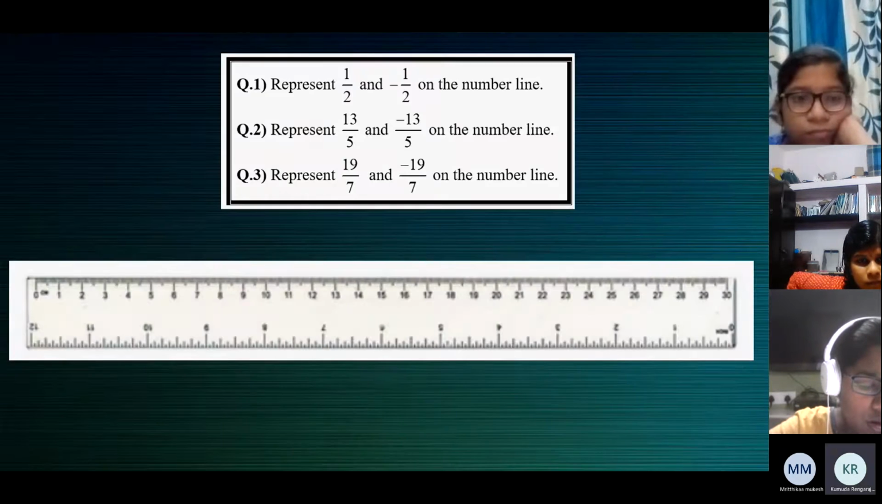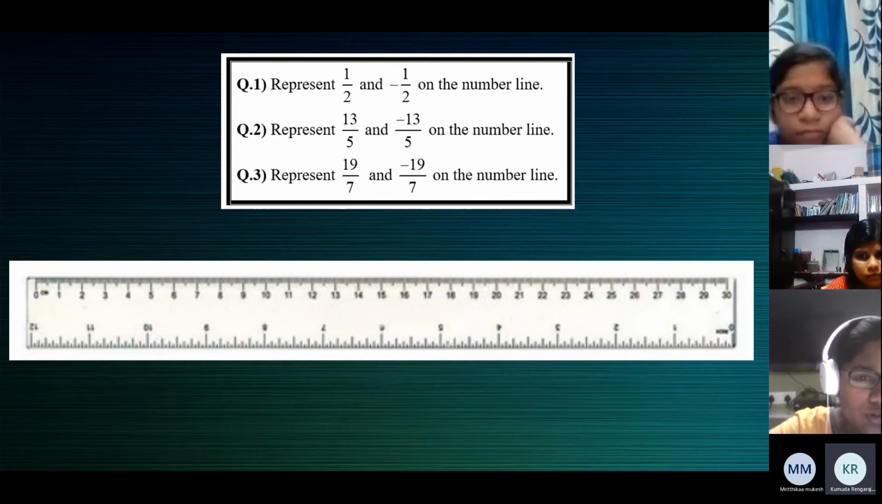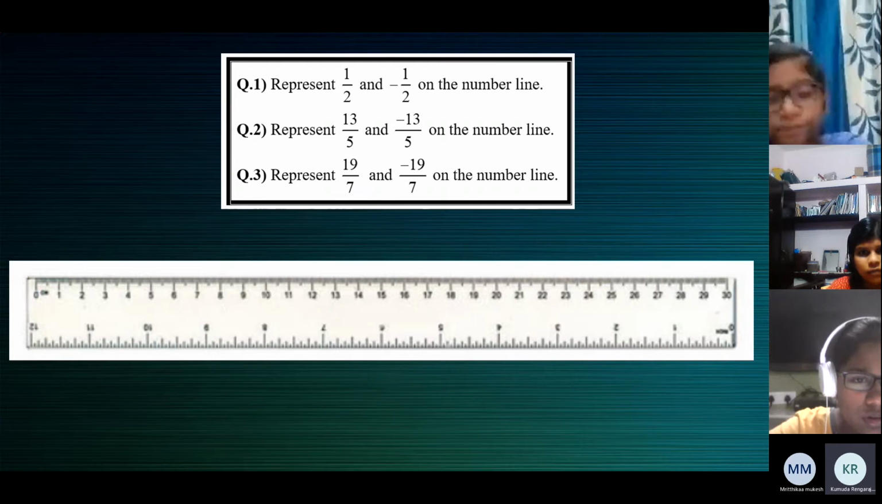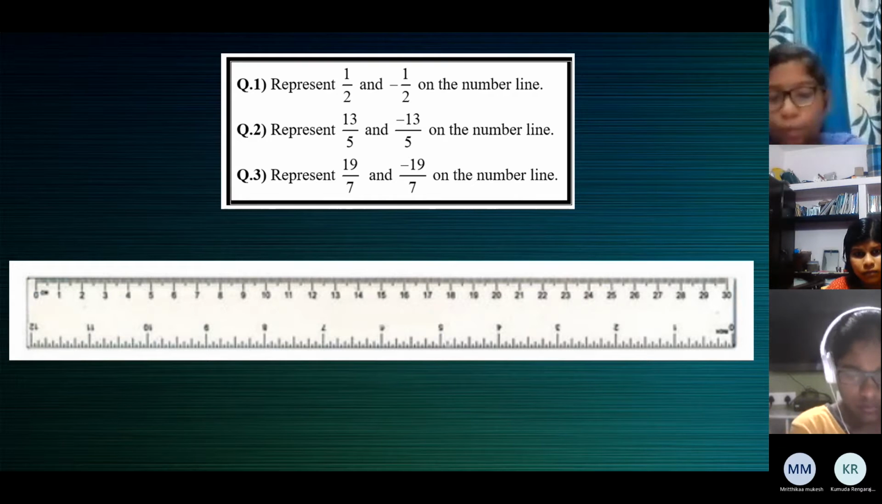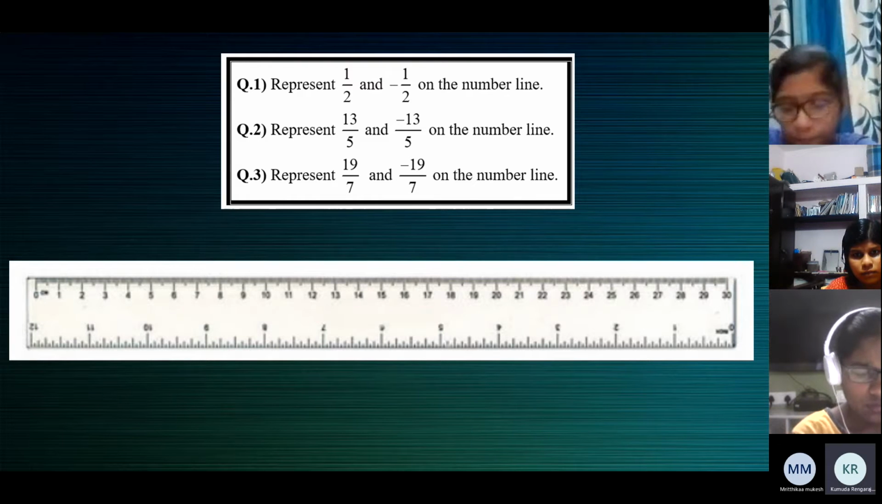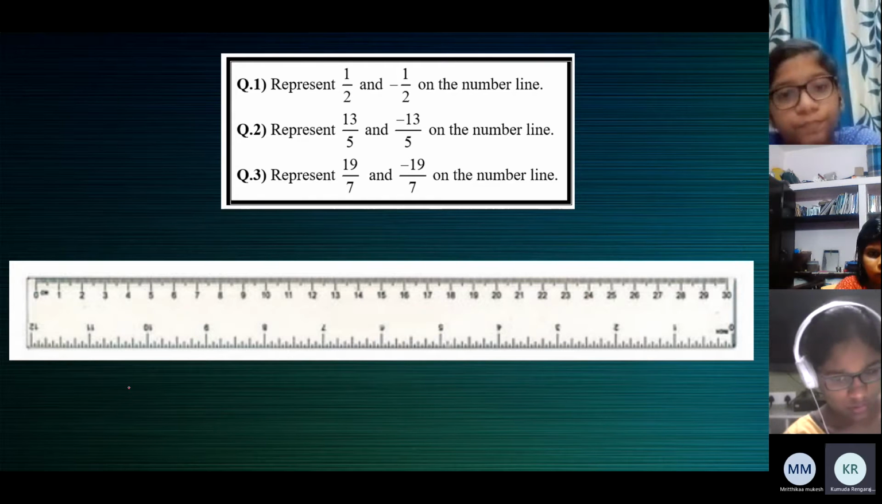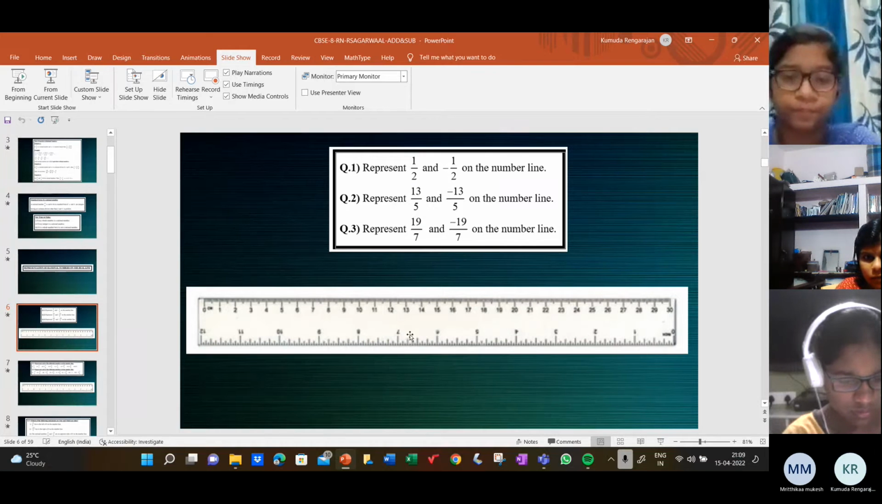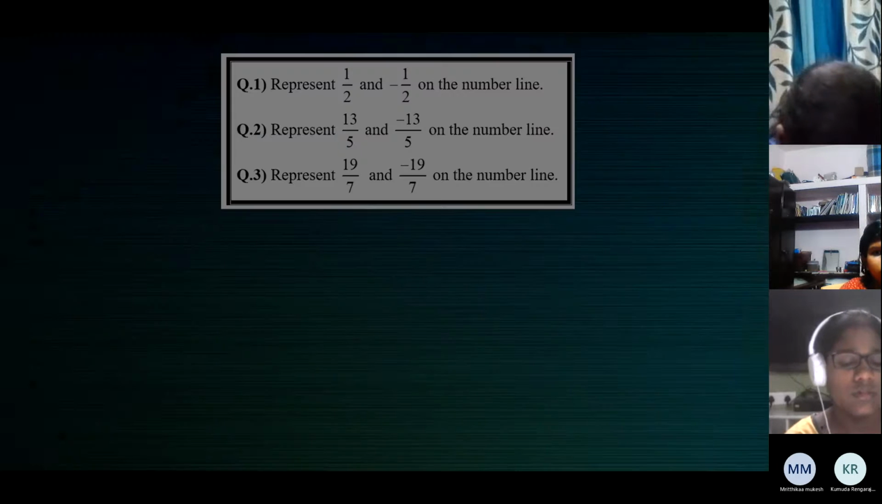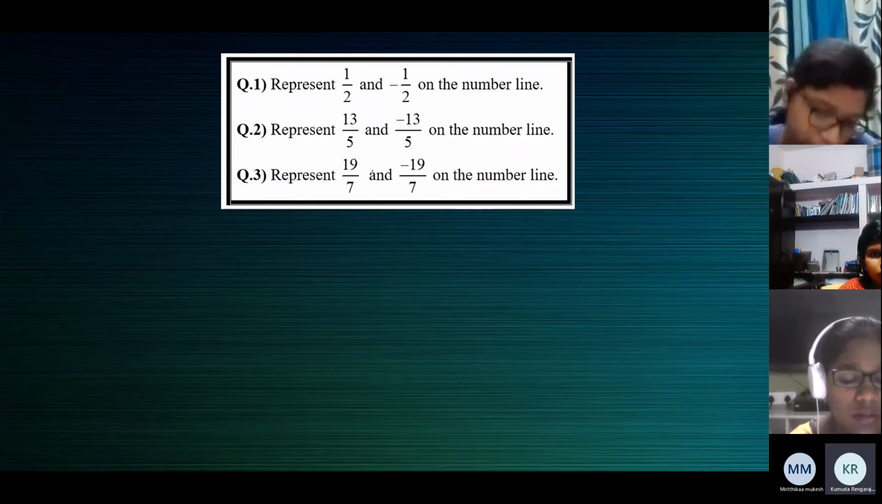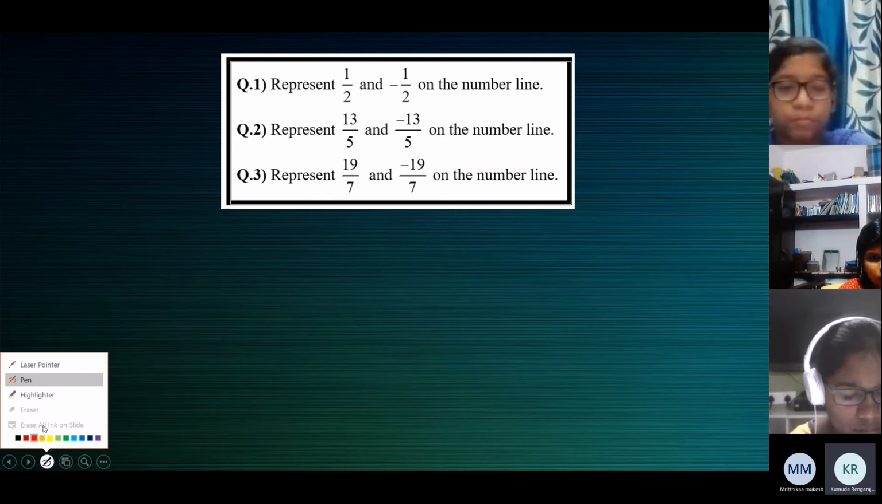So all of you might have learned representing rational numbers on a number line. Have we all learned? Yes, ma'am. Just give me 5 more minutes. Representing rational numbers on a number line. Now, how do we represent 19 by 7 on a number line?